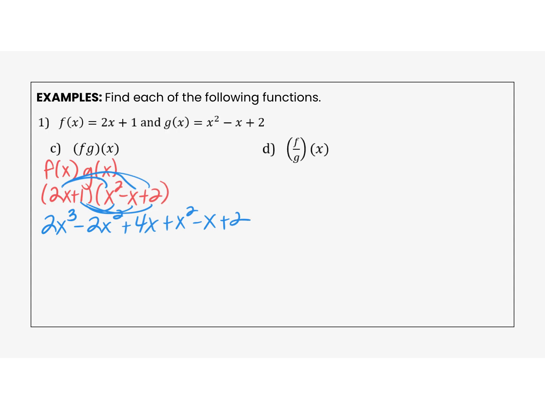And then I'm looking for like terms to put together. So I just have 2x to the third. I have negative 2x squared plus x squared, so that's minus x squared. I have plus 4x minus x, so that's plus 3x, and then plus 2.